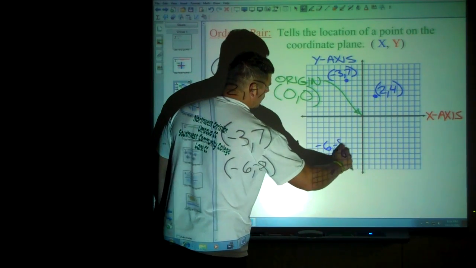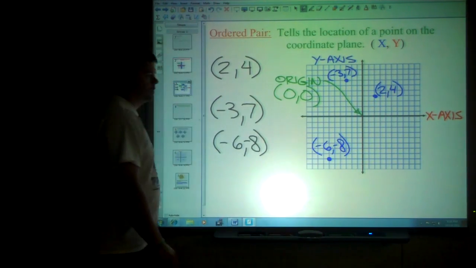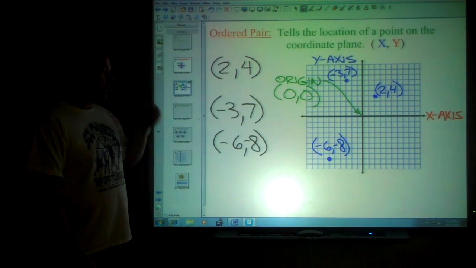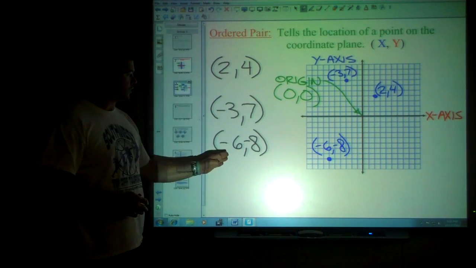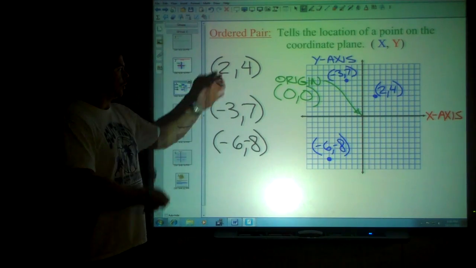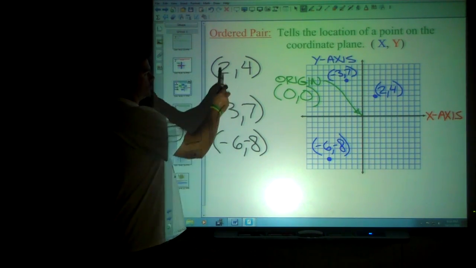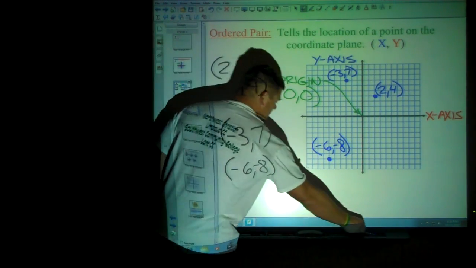Negative 6, negative 8. We always start at the origin, and we move left or right according to the first number. We move up or down according to the second number. This is always x, that's always y.